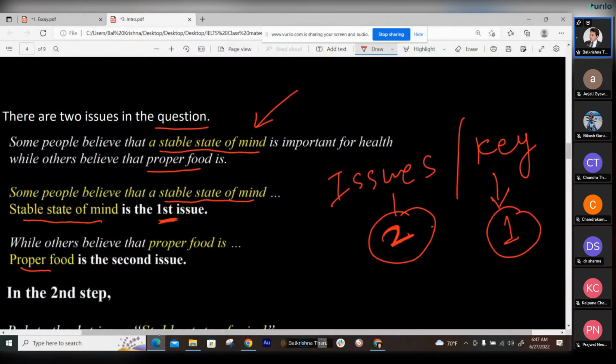So, issues and keys. Please dissect the question. Understand the question very clearly. Okay, these are my issues. There are two issues or three issues.